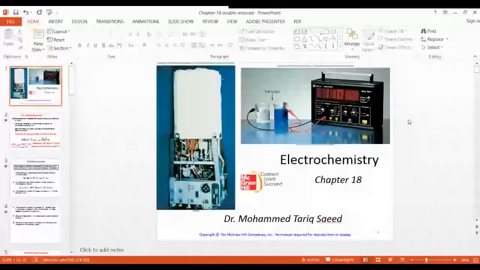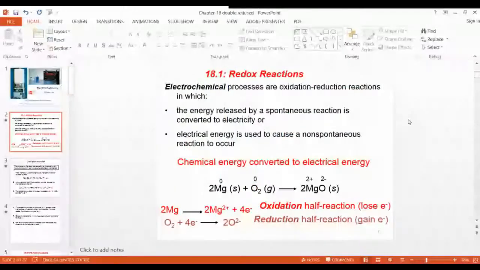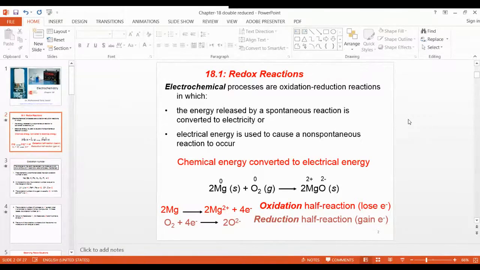Chapter 18 is electrochemistry. You should know that electrochemistry means the generation of electricity while the reaction is carried out. Reaction between the electron. Movement of the electron always gives electricity generated. You know that. And there is always a redox reaction taking place here. Redox reaction means reduction and oxidation. How does oxidation occur? Oxidation is the loss of electron. Reduction means the gain of electron.